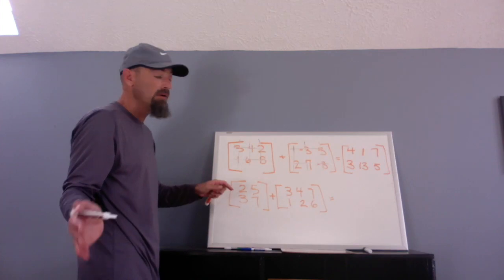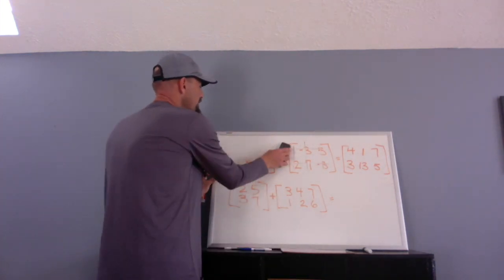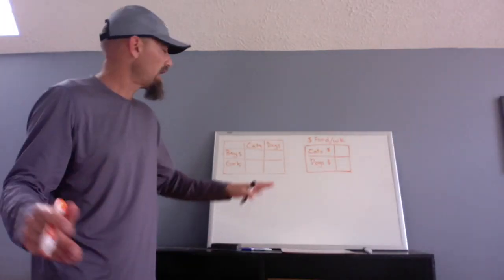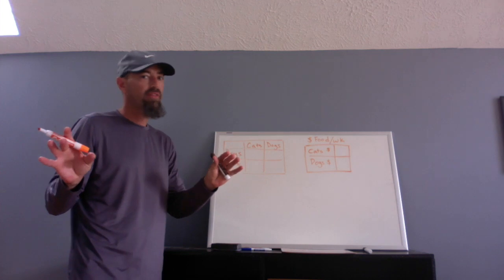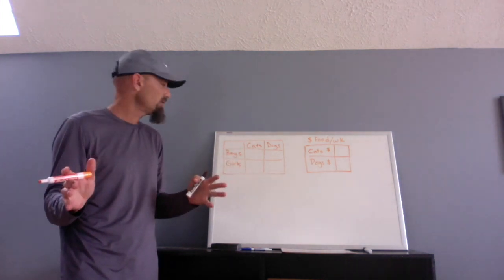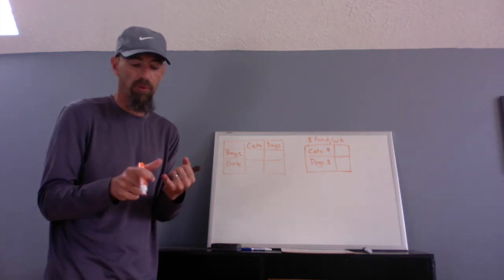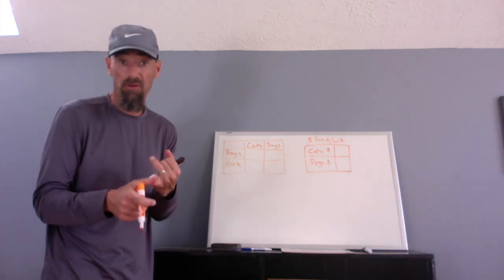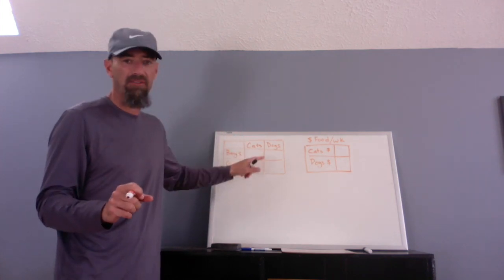Now, matrix multiplication is going to be a little bit different. Let's get rid of this. So here we go. I've got this set up now, and it looks like a table. Matrices are nothing but tables. So let's say we took a little survey in the class of people who had pets, and we broke it down into girls and boys and which pets they had, and we're just looking at cats and dogs.